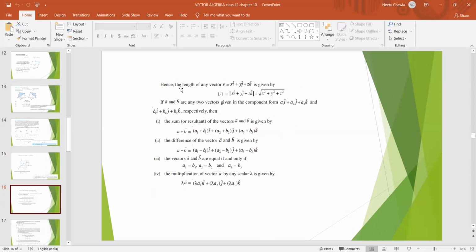Now a few properties are there that we should know about. If this is the component form of a given vector, then its modulus will be the square root of x squared plus y squared plus z squared.